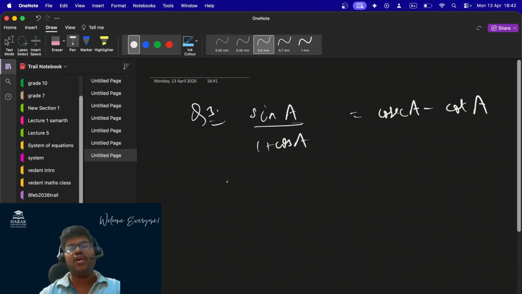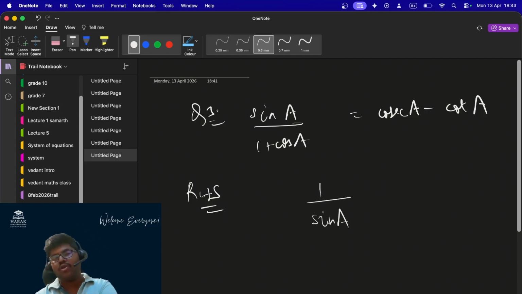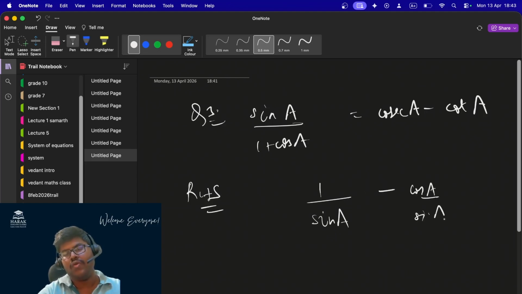So what is the idea? We start with the RHS and we will come to the LHS. Why have we started with the RHS? Because we know that cosec A and cot A can easily be converted in terms of sin and cos, so that we have something common and can somehow reach the LHS part, right? So 1 over sin A minus cos A over sin A.